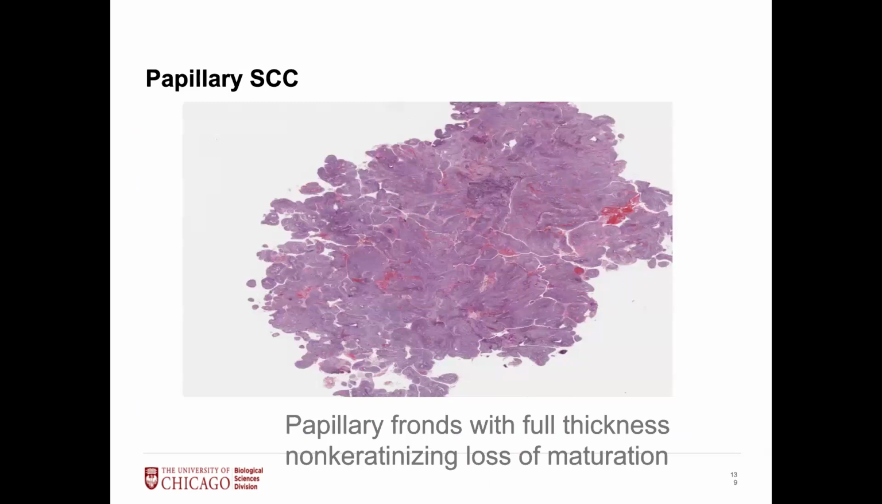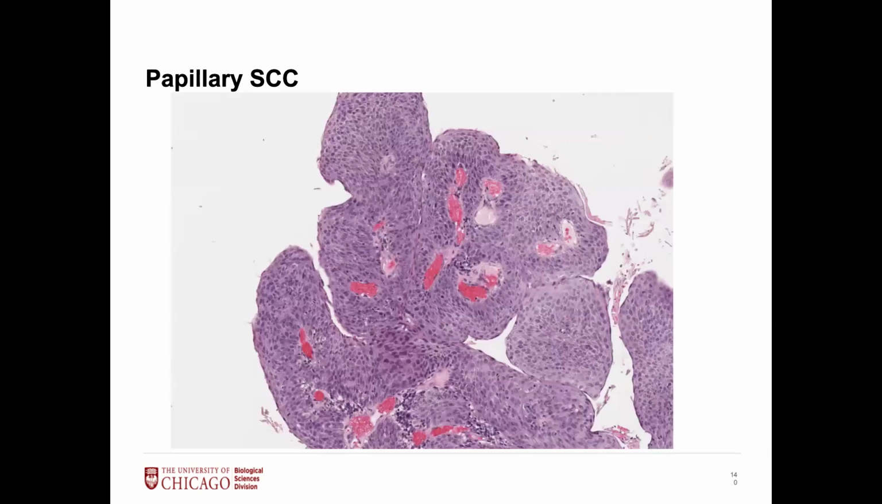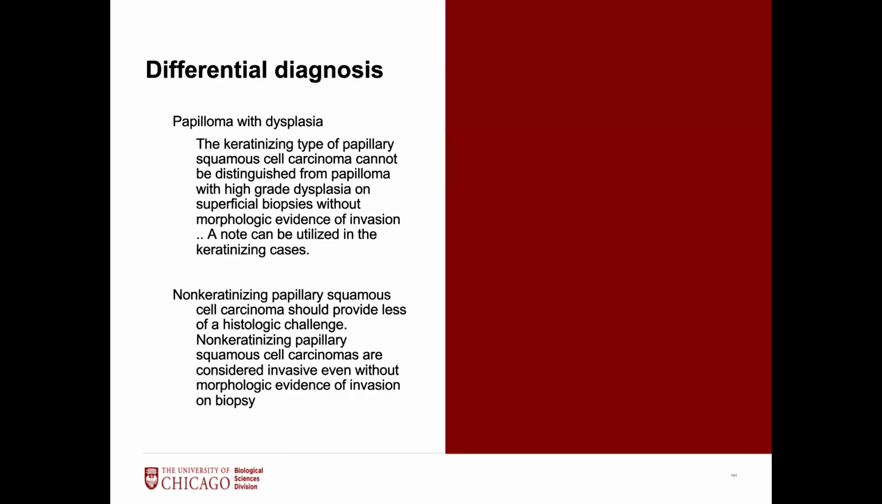Then there's the non-keratinizing variant. Again, very complex. This would worry you in excess of what a normal papilloma would look like. Plus, there's very little stroma. So there's this non-keratinizing loss of maturation. The cytoplasm is not keratinizing. It's almost urothelial appearing, and it looks like it's going to be HPV positive, non-keratinizing squamous cell carcinoma.